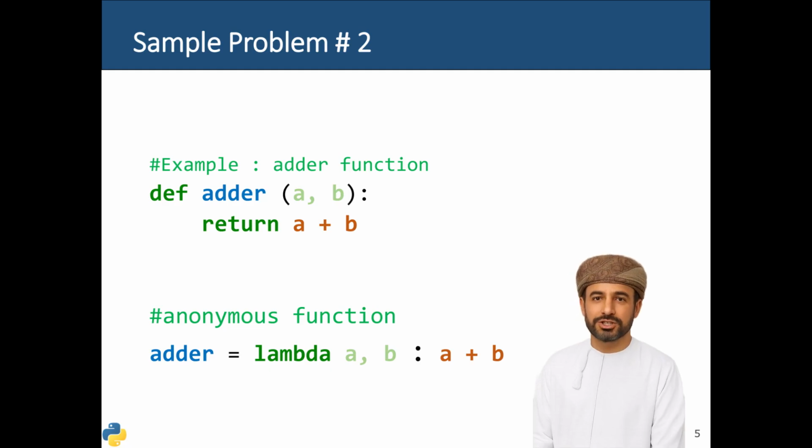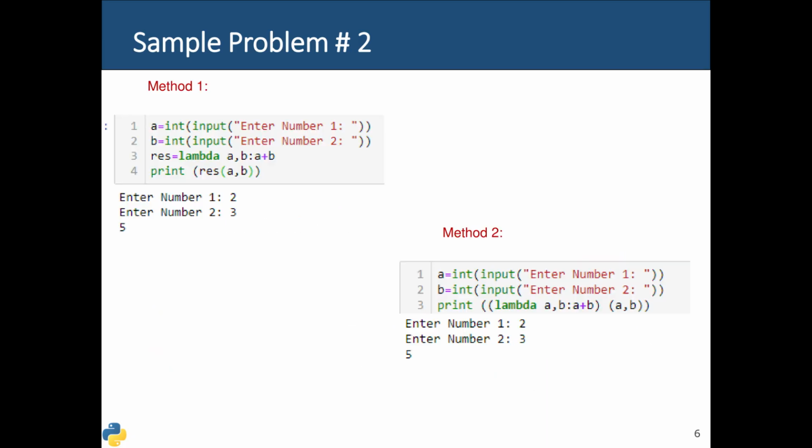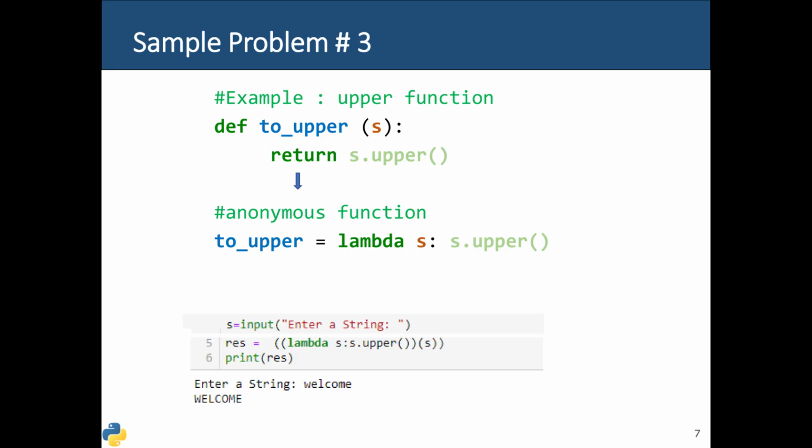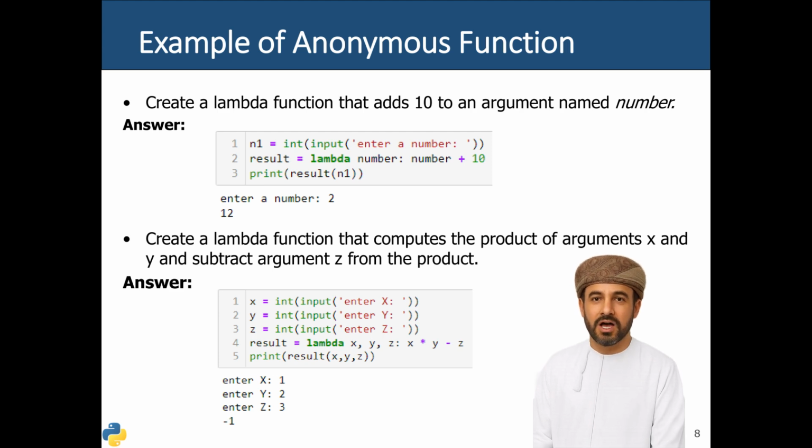Here, we see a traditional adder function defined with def, which simply returns the sum of two arguments, a and b. This slide illustrates how to implement the same adder functionality using an anonymous lambda function, showcasing its concise syntax. We can also use lambda functions for string manipulation, such as converting text to uppercase, as demonstrated here with the upper function.